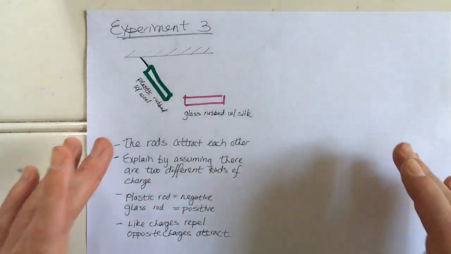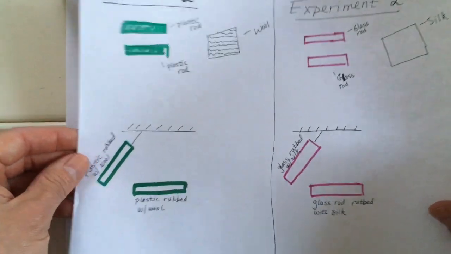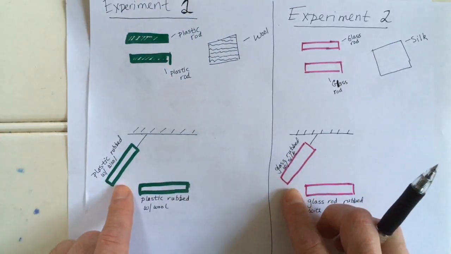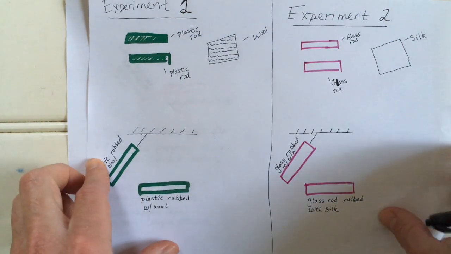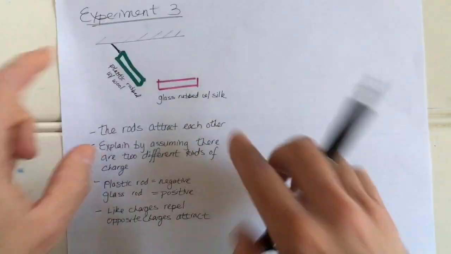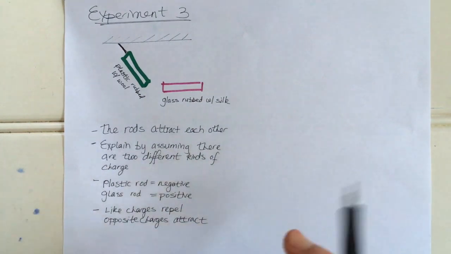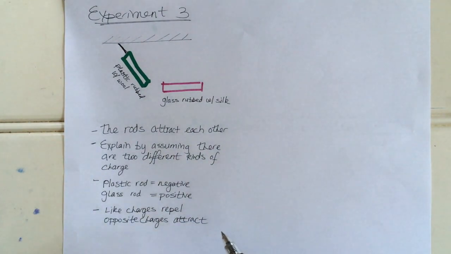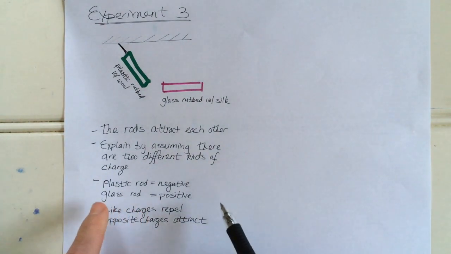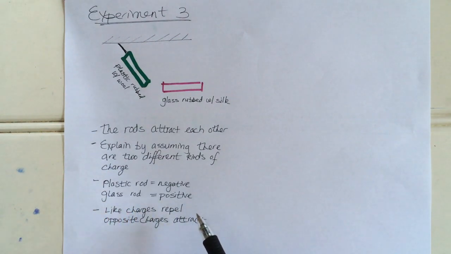So the only way we can explain this, that charging an object by friction would cause two objects to repel, but then also cause two objects to attract, would be by having two charges. There must be two different charges going on here. And in fact, there is. The plastic rod picks up a negative charge, and the glass rod picks up a positive charge. Now, how do we know this? How do we explain it?